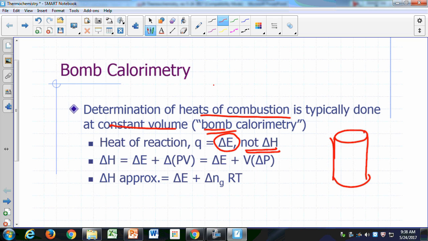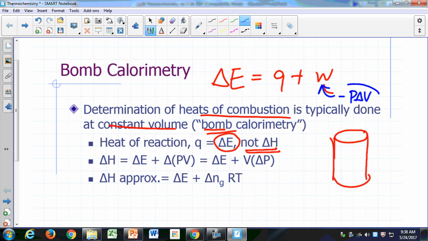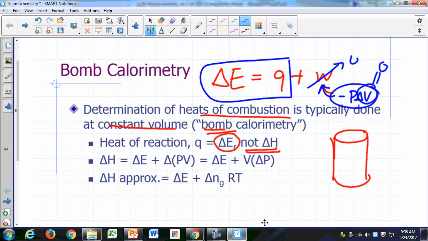And the reason for that is this. Remember the first law, delta E equals Q plus W? Well, at constant volume, remember W is minus P delta V, right? So at constant volume, this W is going to be equal to 0, because delta V is equal to 0. So Q will just be equal to delta E for a bomb calorimetry experiment. So your heat of reaction will not give you delta H, it will give you instead delta E.